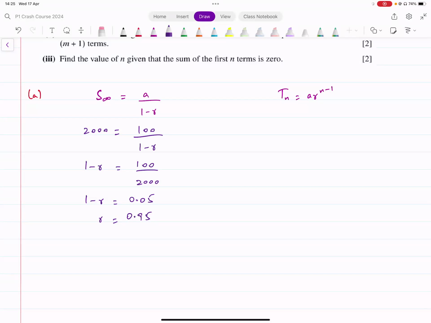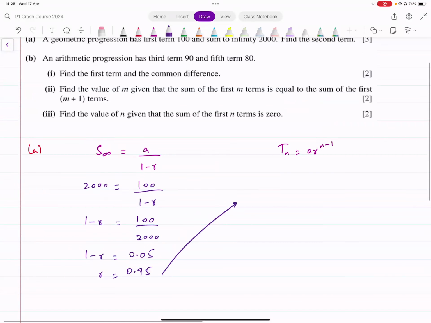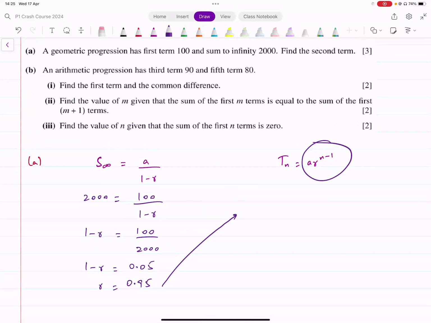Okay, the value of R is 0.95. Now what you can do is input this value here. The term formula is AR raised to power n minus 1. What you're looking for is the second term. What would the second term be? If n is 2, it becomes AR raised to power 2 minus 1.